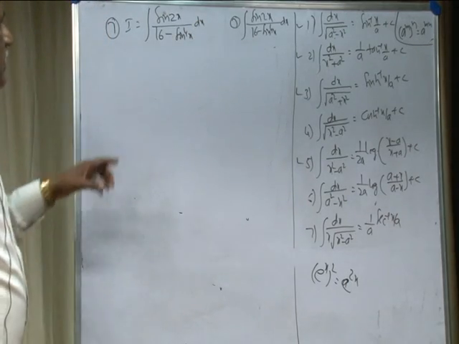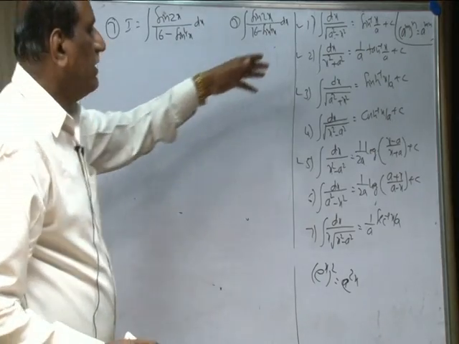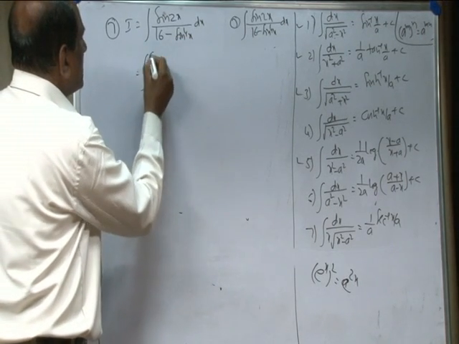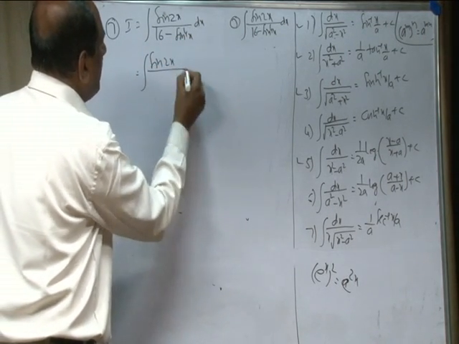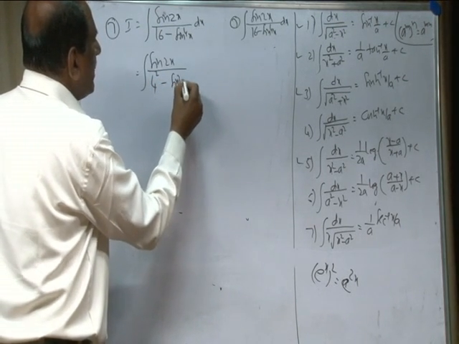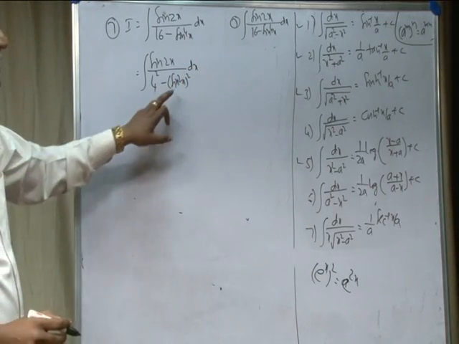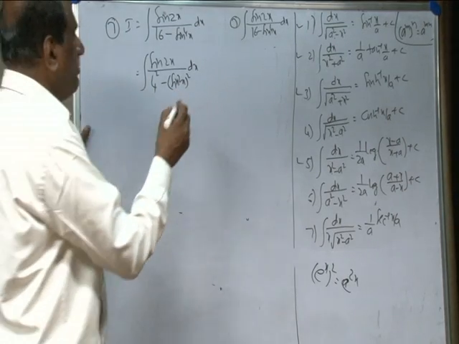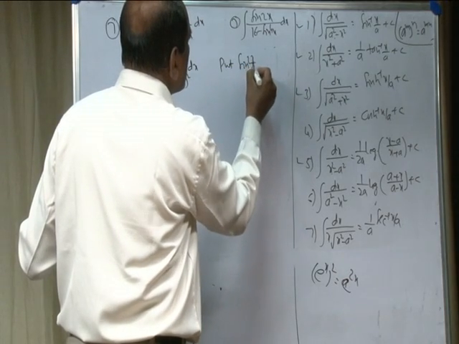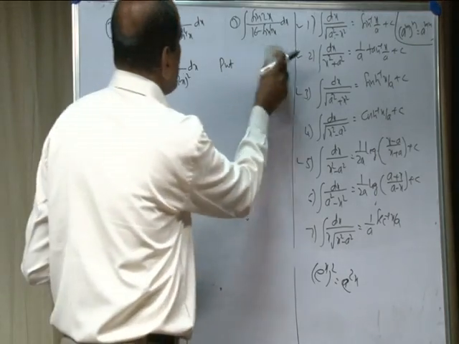Now, see here. There is an extra term in the numerator, therefore take the substitution and write in any one of these standard integrals. Now, we can write this as sin 2x divided by 4 square, 16 is 4 square, minus sin square x whole square dx. Now, take the substitution for sin square x. So put sin square x is equal to t. How to differentiate sin square x?